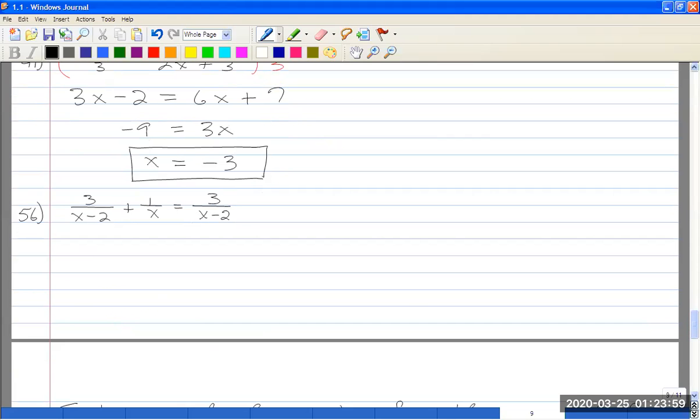Let's do problem number 56. And so let me multiply both sides of my equation by the least common denominator, x minus 2. And so the x minus 2's cancel. I get 3x. The x's cancel, so I get x minus 2. The x minus 2's cancel, so I get, and maybe I'll just write this.